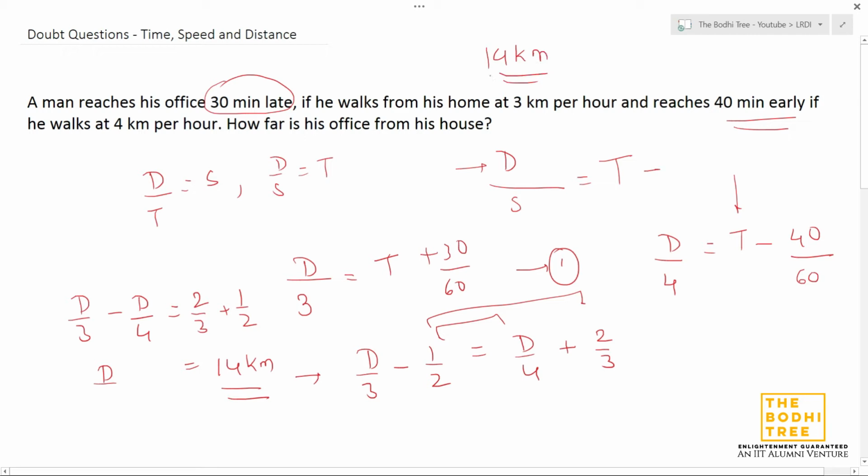This is when we follow the basic principles of time, speed and distance. You can solve any question in time, speed and distance using these three formulas. Any question, right? And I mean it, any question.